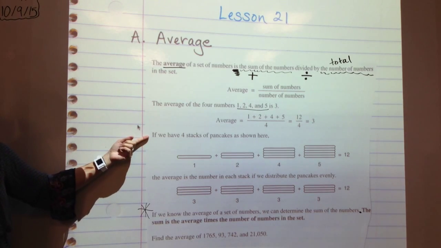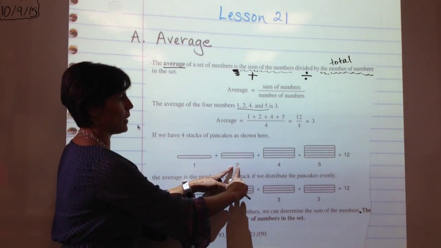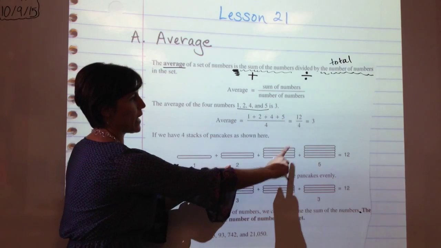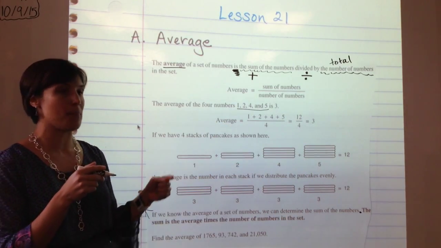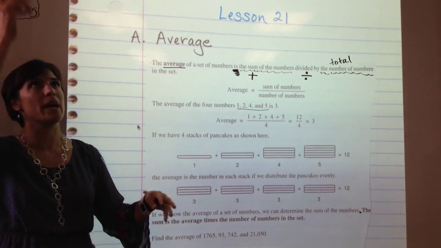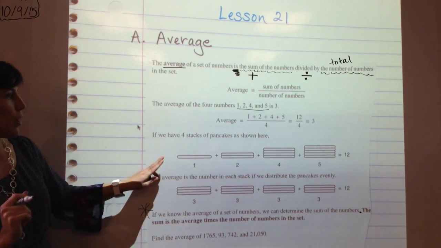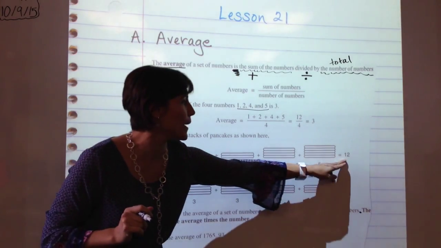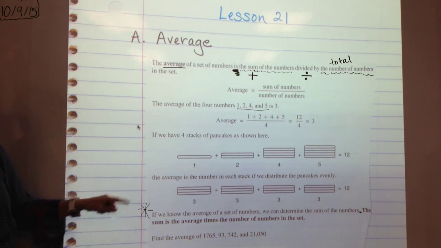Well, here's a picture of that. If we have 4 stacks of pancakes as shown here, this one would represent 1, a stack of 2 in this pancake stack, 4 in this stack, 5 in this stack. Here's just a visual of something that might be an example that goes with this example that's just pulled from the air. Who knows? It's not even real life. But anyway, this is the total number of pancakes represented here. The average is the number in each stack if we distribute the pancakes evenly.